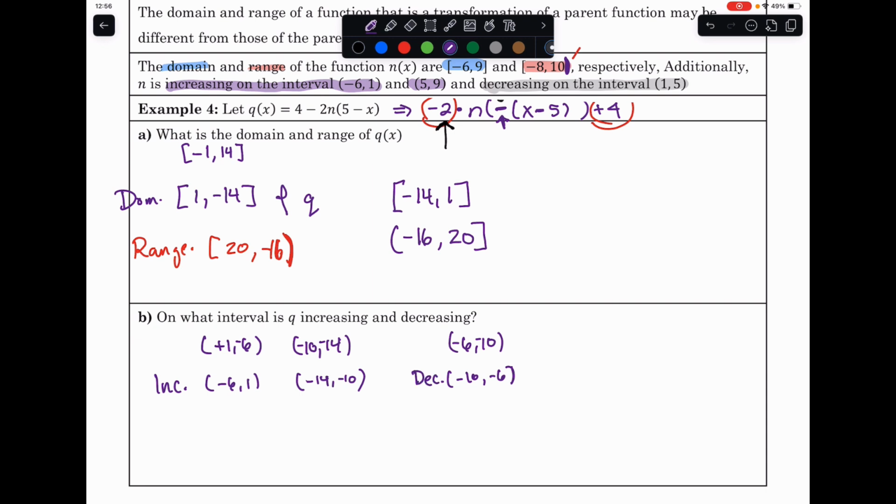And that's all because of the horizontal shift and the reflection. Now, normally these would also be the opposite. Since I am reflecting it across the x-axis, the intervals where the function is increasing should now be decreasing, because the graph is going to be pointing in the opposite direction.